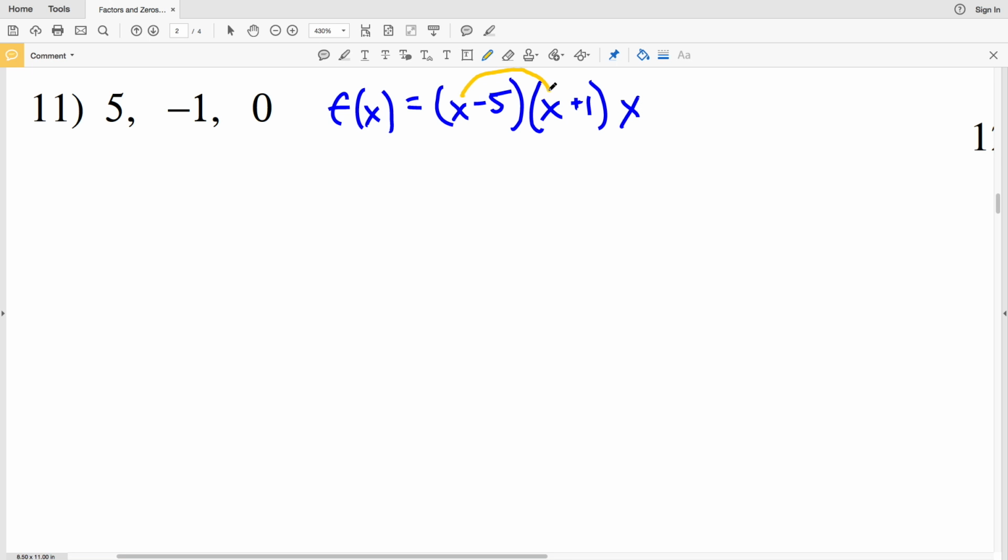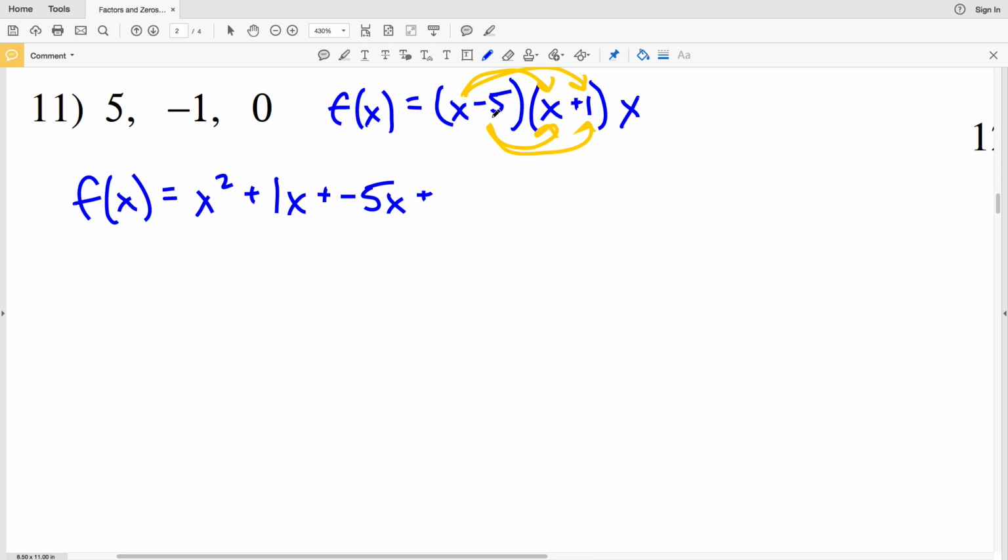So I'll multiply x to x to 1, negative 5 to x, and then negative 5 to positive 1. So I'll have x squared plus x times 1 plus 1x plus negative 5 times x, negative 5x, plus negative 5 times 1, which is negative 5, and that will all get multiplied by x. So I'm going to simplify and then multiply by x.